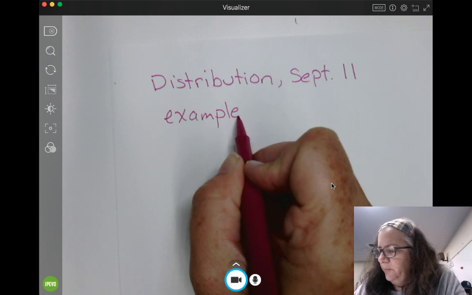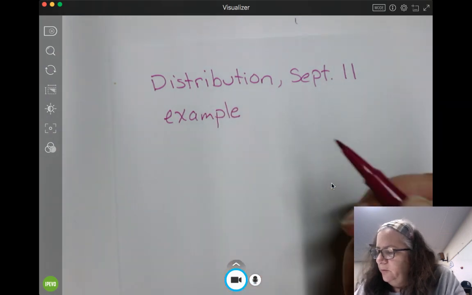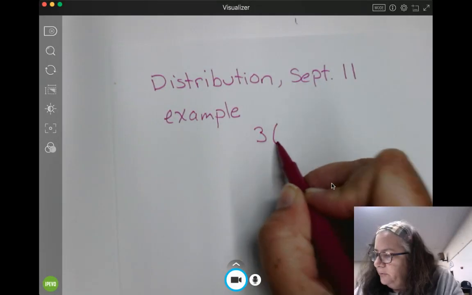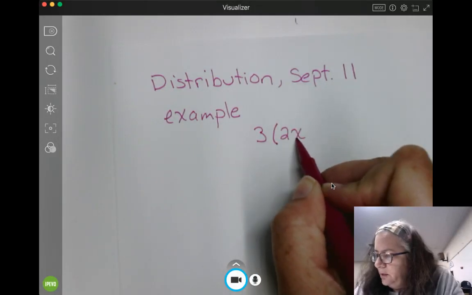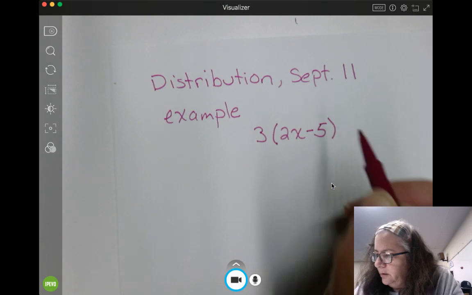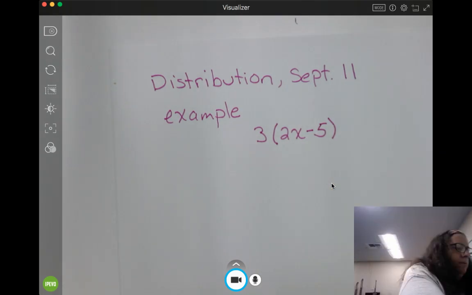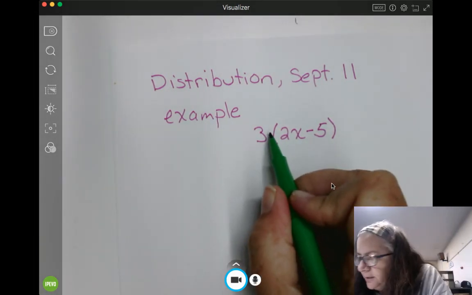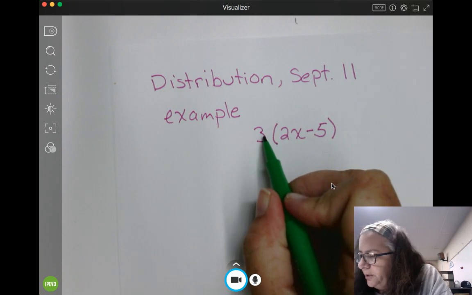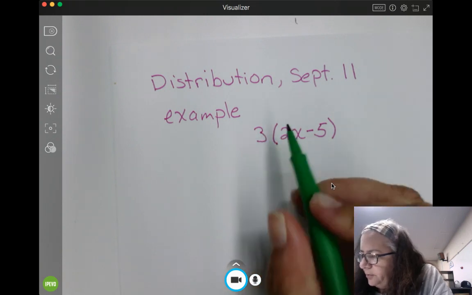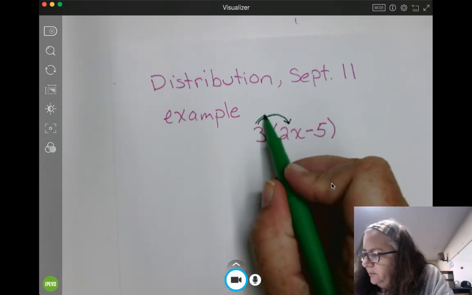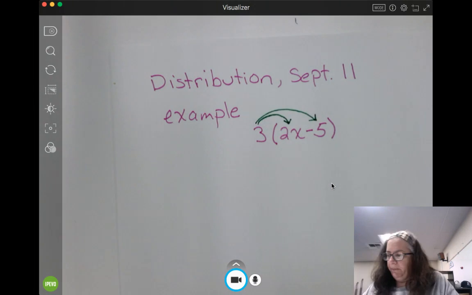Some of you are probably very good at this, and some of you might not have done it before, or you come from a lot of different middle schools. Let's say that we had 3 times 2x minus 5. So if you have a number directly to the left of parentheses, that means multiply. Notice there's no plus sign here, no negative sign here. So because the 3 is directly to the left of the parentheses, that means multiply. So we're going to go 3 times 2x, and then we're going to go 3 times negative 5.